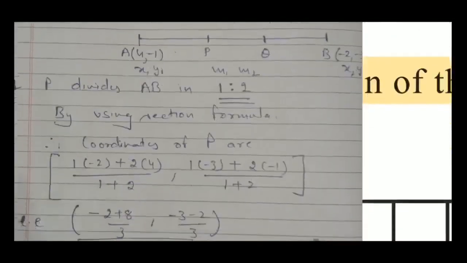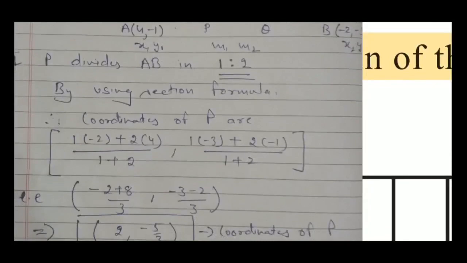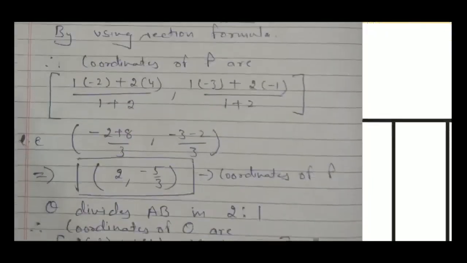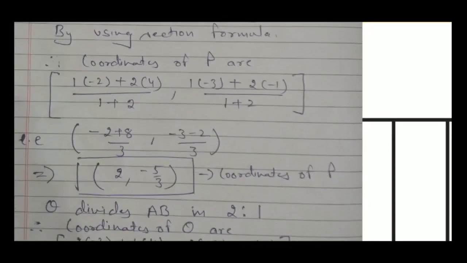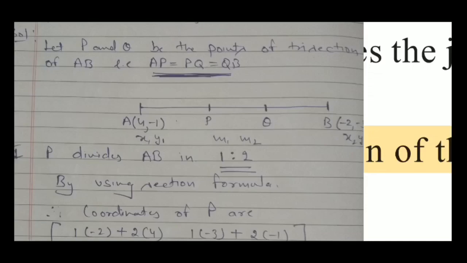Now by using the section formula, you can find the coordinates of P, which are (1 × (-2) + 2 × 4) divided by (1 + 2), and (1 × (-3) + 2 × (-1)) upon (1 + 2). You will get these values by using the section formula, after putting the values of coordinates of A and B and the given ratio 1:2. After simplification you will see the coordinates of P are (2, -5/3).